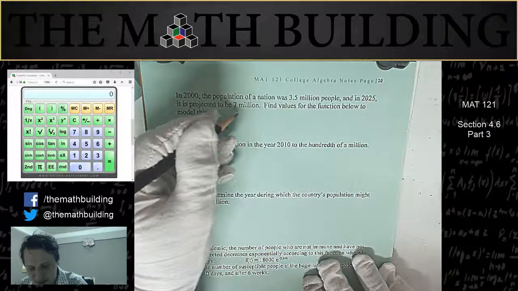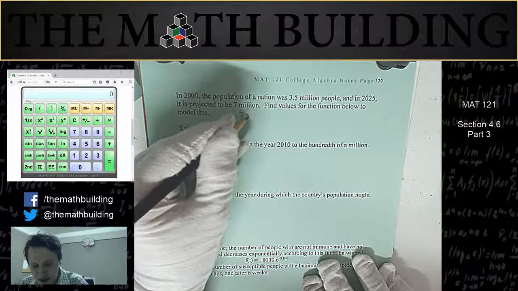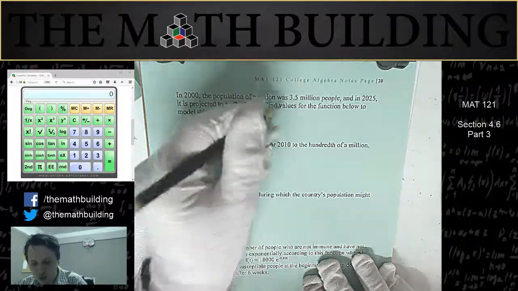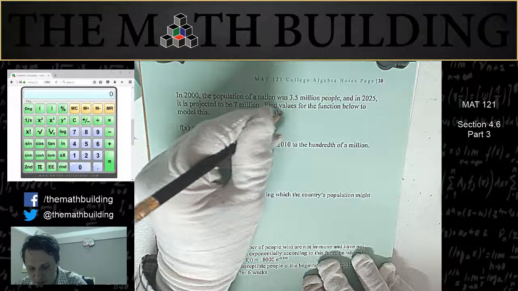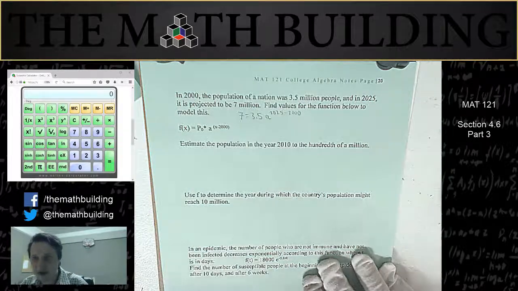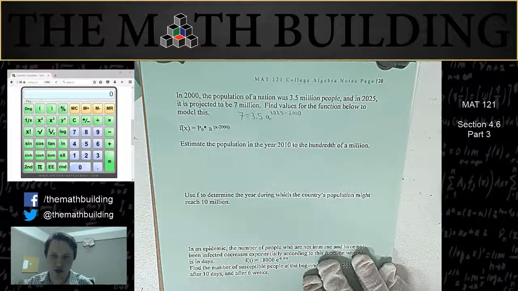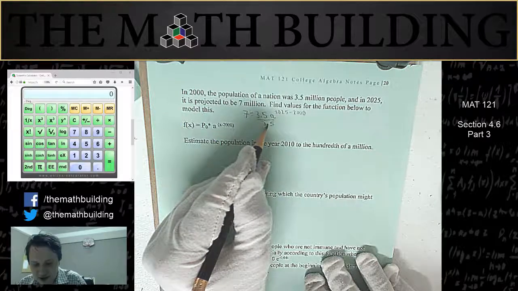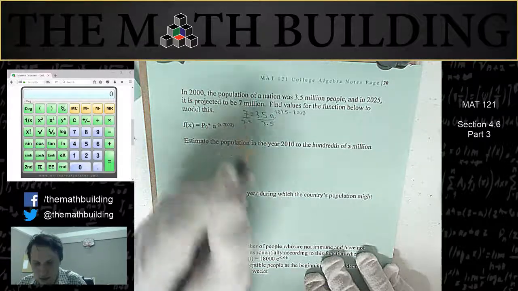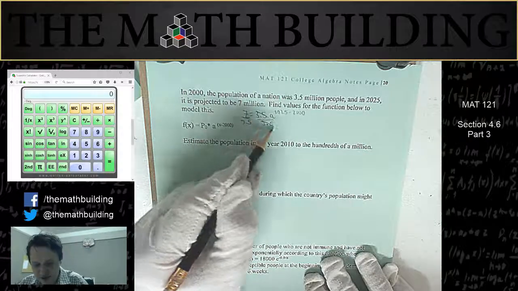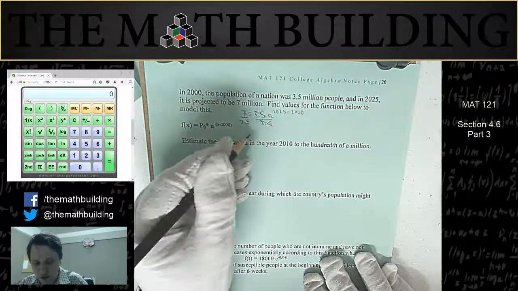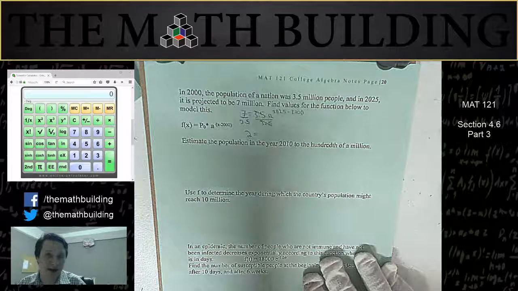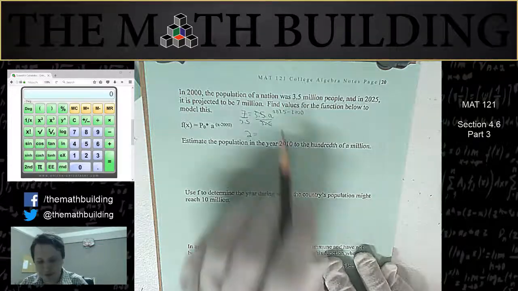So let's do that. It would be 7 million equals 3.5 million times a to the 2025 minus 2000. Do you see that? Now we can use that information to solve for a. To start out, divide both sides by 3.5. The 3.5s cancel. 7 divided by 3.5 is 2, and that makes sense because we're doubling, right? So it's good that we have a 2 there.